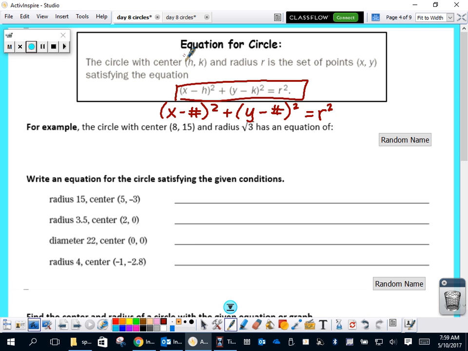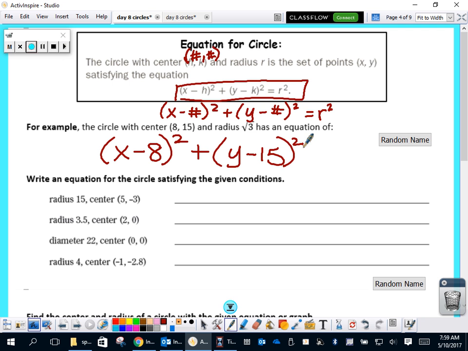So they're going to be giving you a center. That's going to have an h and a k, or a number and a number. And then they're going to give you a radius. Okay? So all you have to do is substitute in. So for example, your circle is the center 8, 15. It would be x minus 8 squared plus y minus 15 squared. And then the radius is the square root of 3.